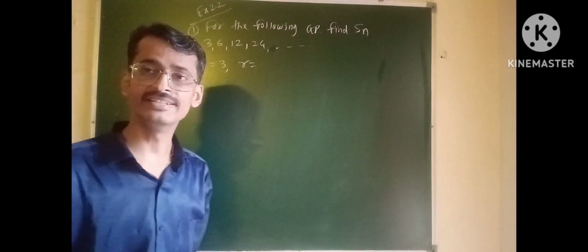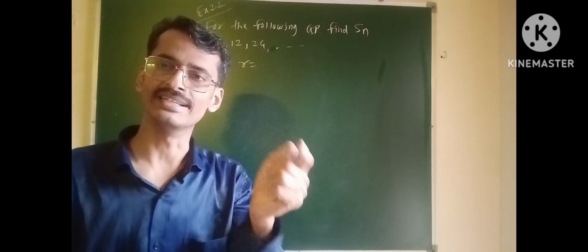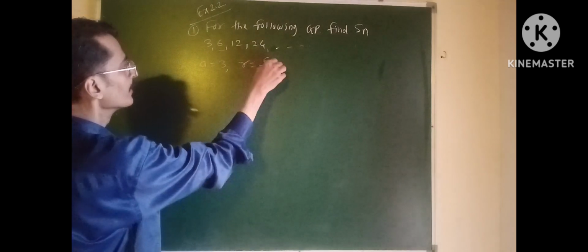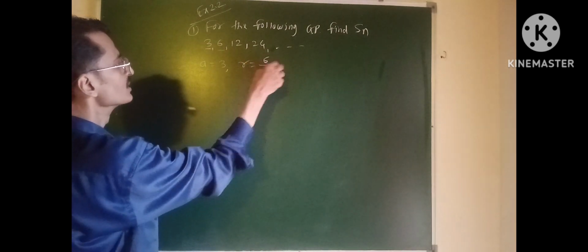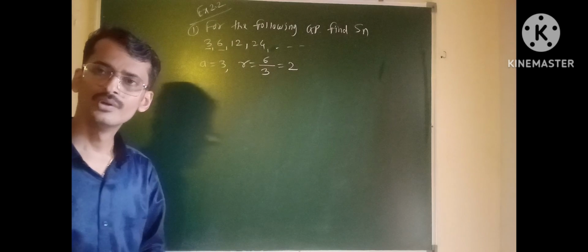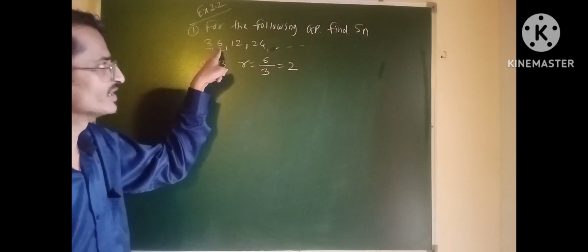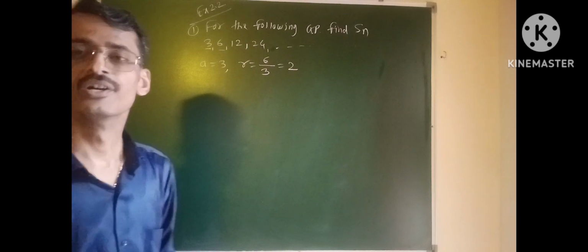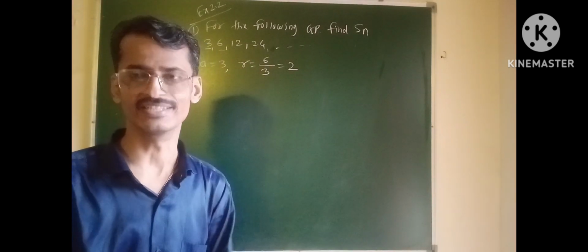Now find out the common ratio. Common ratio, how do we find it? Divide any term by its previous term. So simply divide the second term by the first term. So 6 upon 3 is 2. Or you can check here, 12 upon 6 is 2, 24 upon 12 is 2. So the ratio is the same, constant. So this is a GP. That is given here.